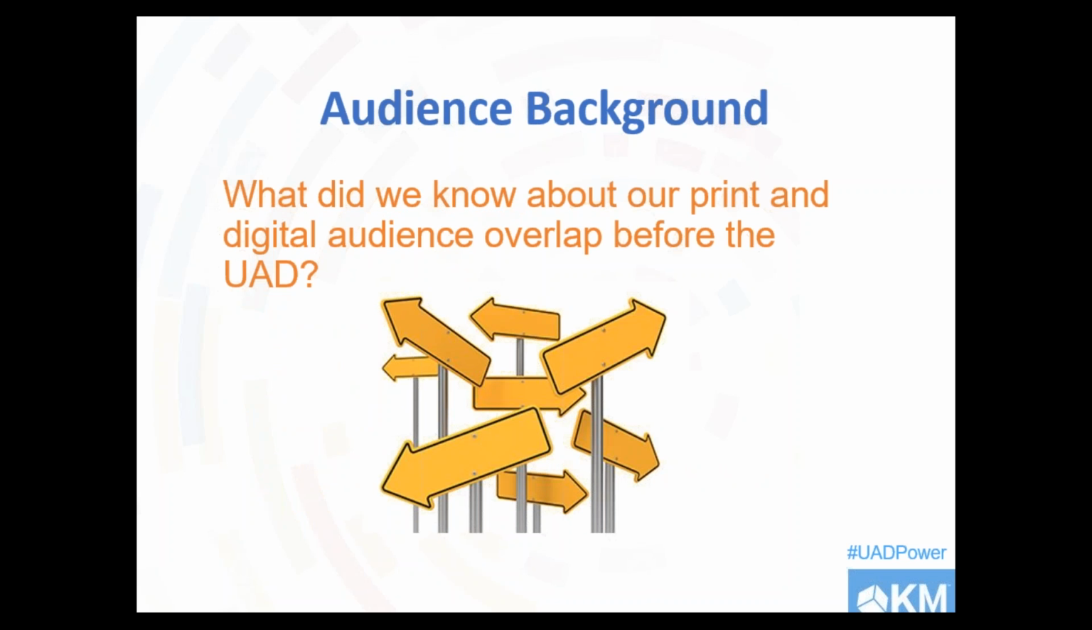So just a little bit of audience background. What did we know about our print and digital audience overlap before the UAD? I'm not sure about all of you, but in our scenario, we really did not know anything about the overlap. If somebody came to us and said, I want to know who attended this webinar and is getting our newsletter, it would take us an extremely long amount of time to find out that information. Now with the Unified Audience Database, we're able to literally in the click of a button find out where our audiences overlap.